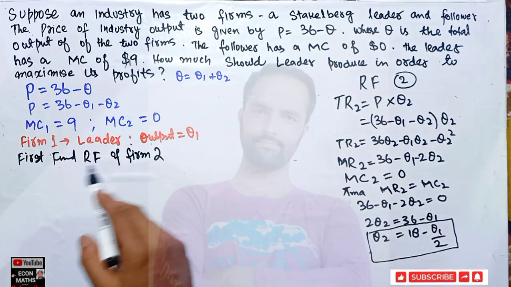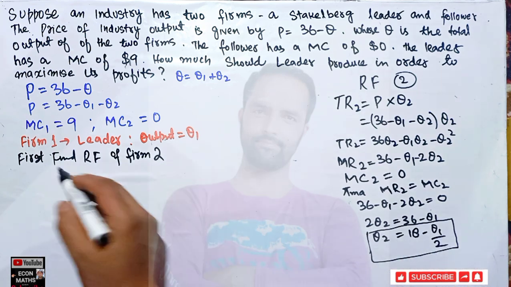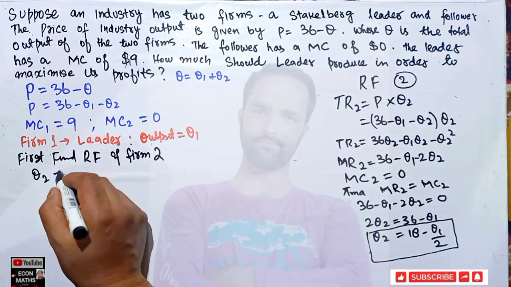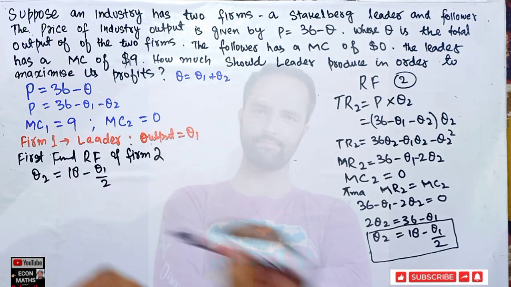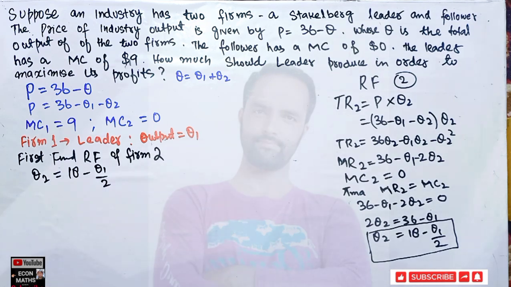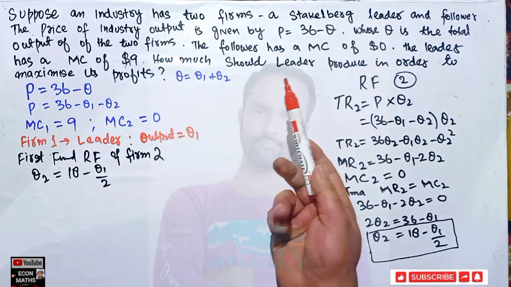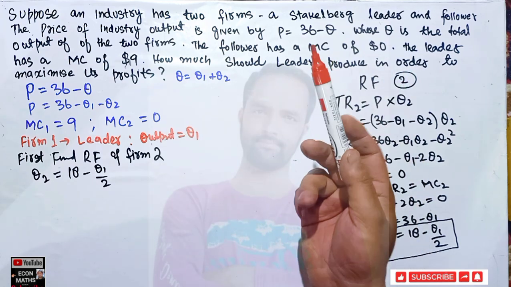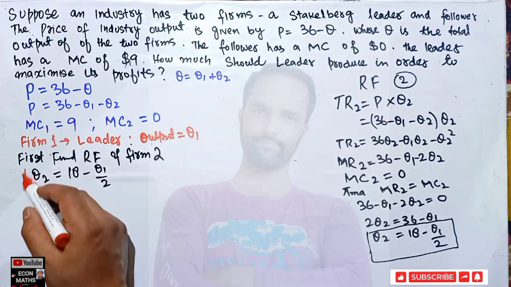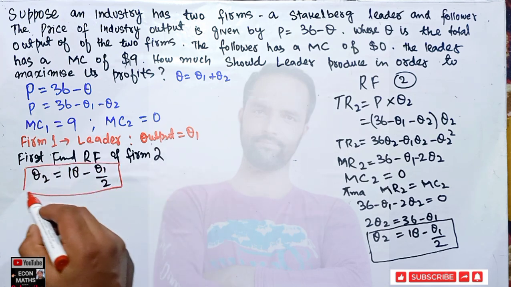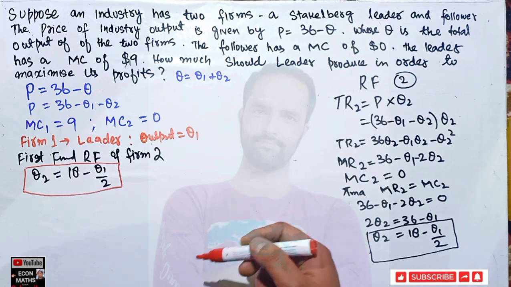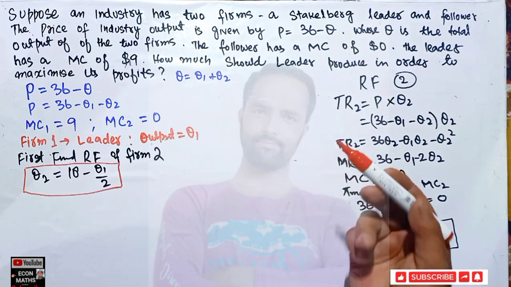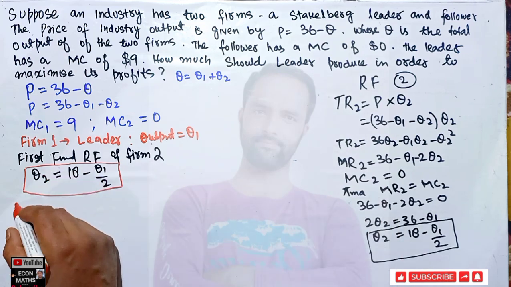Okay, so the reaction function for firm 2 comes out to be Q2 is equal to (18 minus Q1) upon 2. This is the reaction function for firm 2. Now, how do we find the output that firm 1 will decide in order to maximize its profits? We just need to plug this very reaction function into the total revenue function of firm 1.